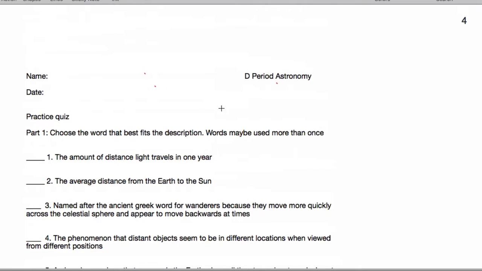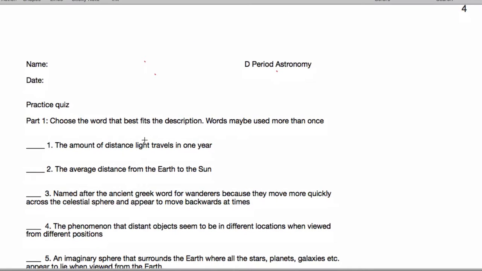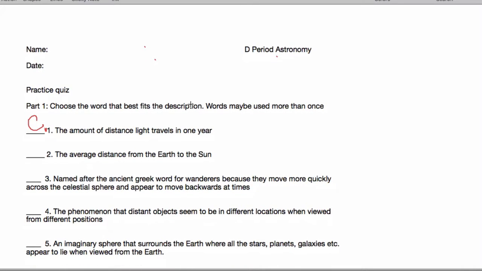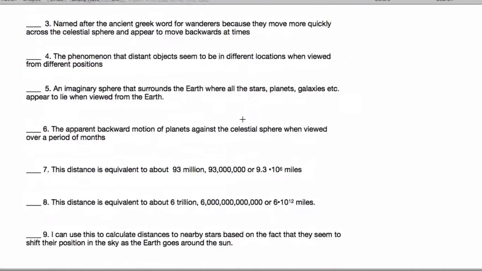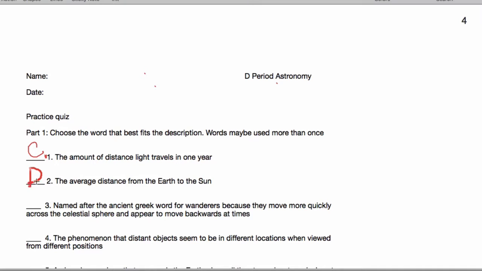The amount of distance that light travels in 1 year, that is actually the definition of a light year, which is choice C. The average distance from the Earth to the Sun, there's a little bit of variation in that distance. We're going to learn about that when we get into Kepler's laws and how planets orbit stars, and also how moons orbit planets. But the average distance from the Earth to the Sun is about 93 million miles, and that is our standard astronomical unit.